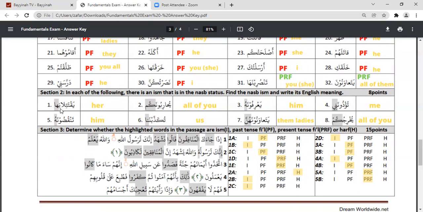So here we have yaqtatilaniha. The attached pronoun is ha, and it comes for her, that is singular, feminine, third person. Then yuharibunakum. Here it is kum. Kum is all of you. We have already done the pronoun chart, the pronoun table, if you want to say it. So we have already done that.